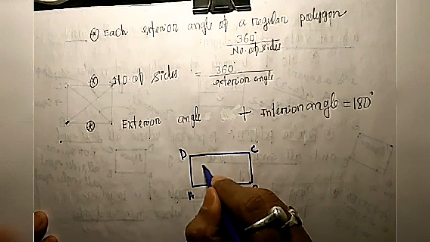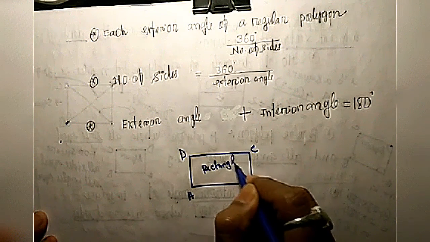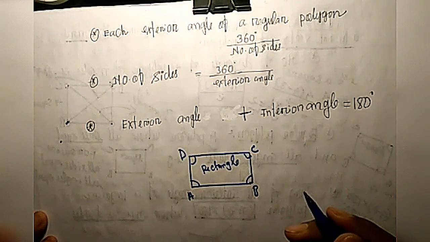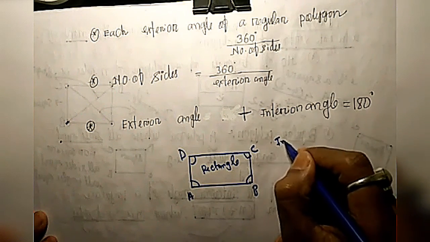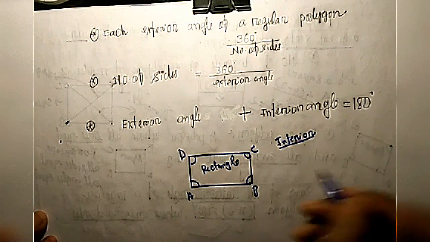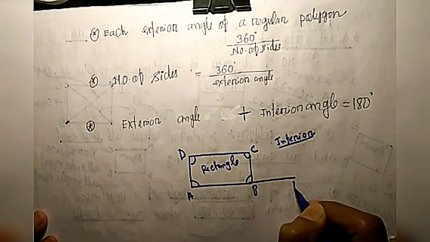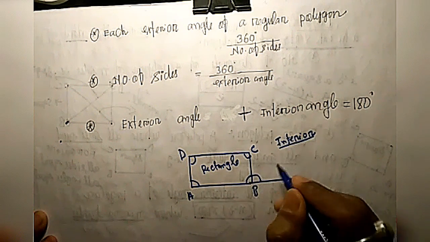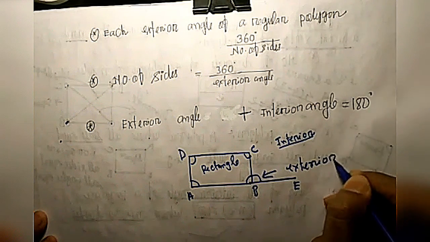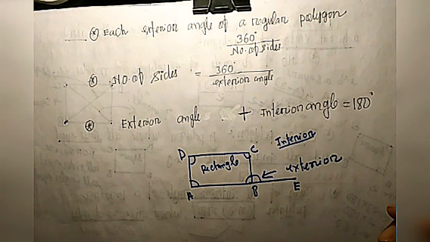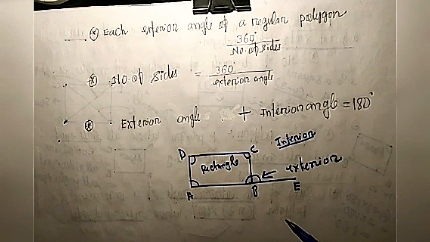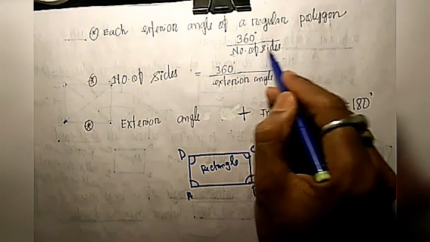This is a rectangle. ABCD is a rectangle and it has four angles A, B, C, D, and all these four angles are interior angle because these angles are lying inside the polygon. So these are interior angle. So when we extend the side AB to the point E, we have seen that an angle formed outside the polygon. This is known as exterior angle.